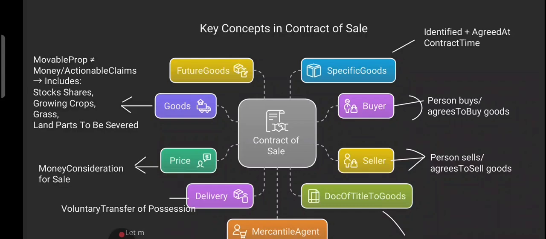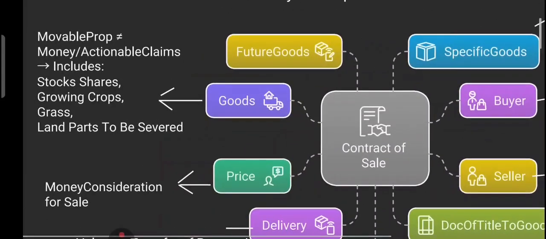Part of the contract of sale: basically it is an agreement where goods are sold in exchange for money. So look at the definition. First of all, goods. A question may be asked: these are movable things, right? Movable property like crops, like shares, like stock, but not money or things like legal claims. So remember, it includes stock, shares, growing crops, grass, land part to be severed. So this is called goods.